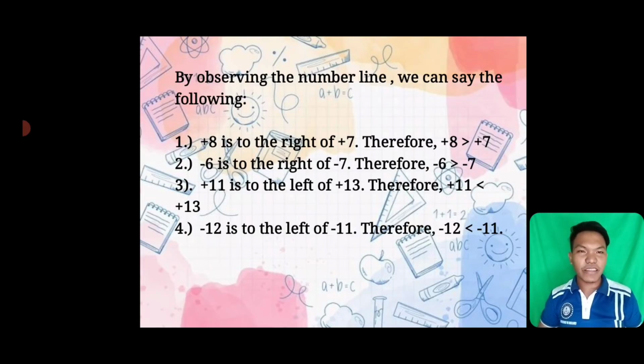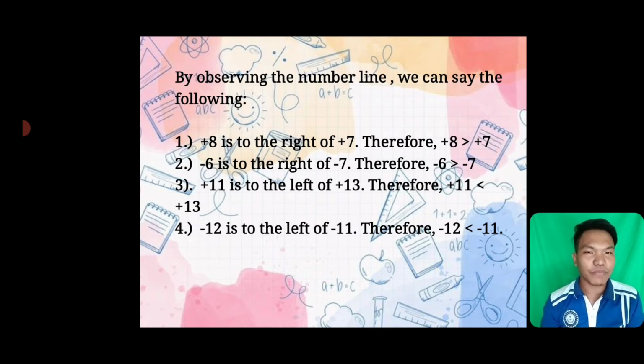By observing the number line, we can say the following. Positive 8 is to the right of positive 7. Therefore, positive 8 is greater than positive 7. Negative 6 is to the right of negative 7. Therefore, negative 6 is greater than negative 7.